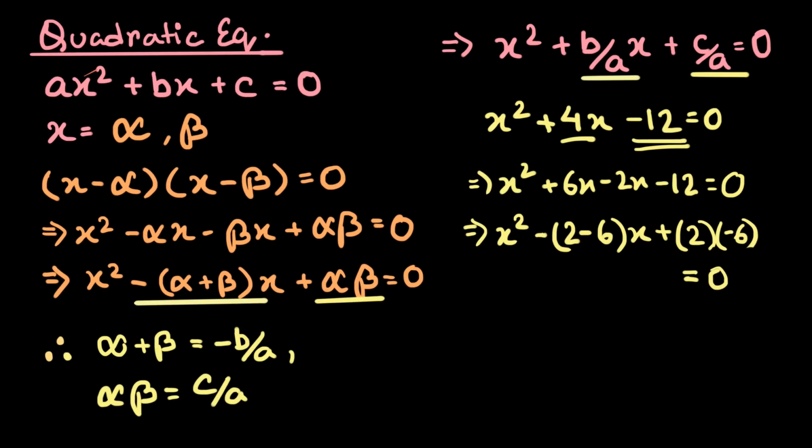From now on, just by looking at the given quadratic equation and knowing this, we can compare and conclude the roots of the equations. And in this case, the roots are 2 and minus 6. Isn't it amazing? Now let's see how else we can use this information.